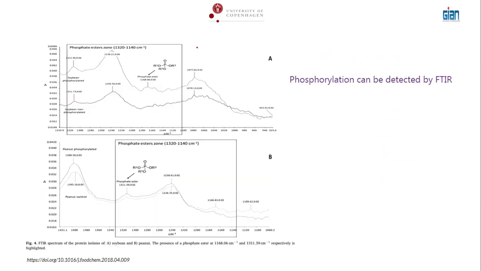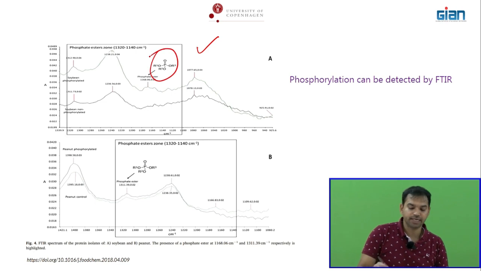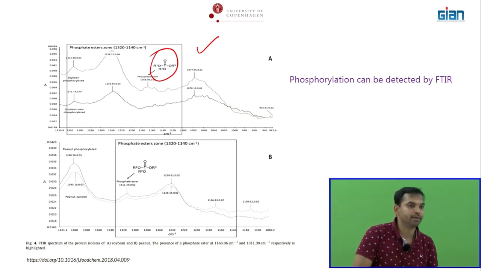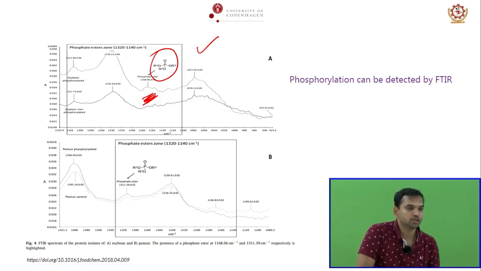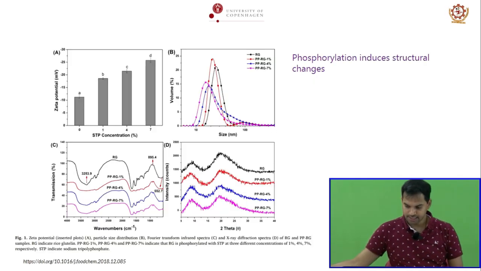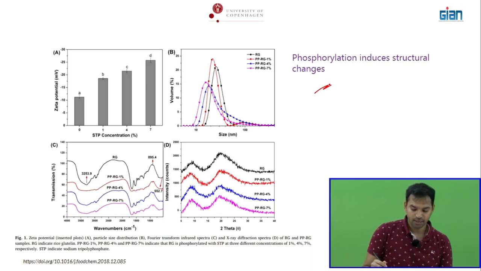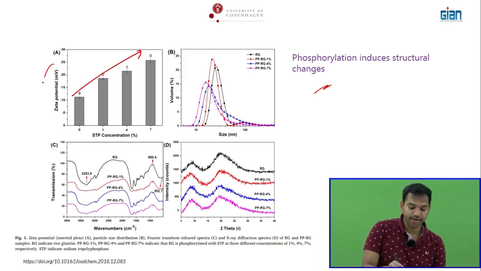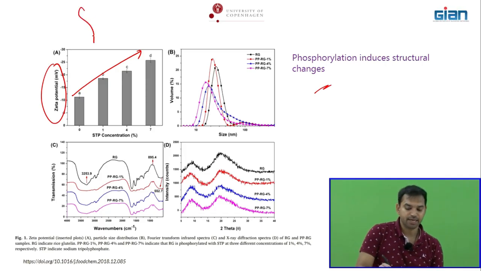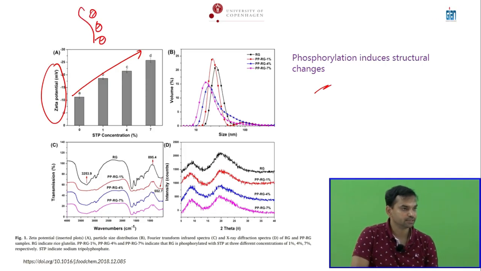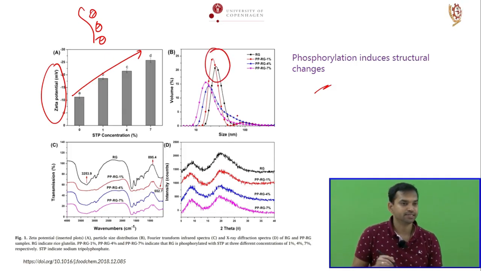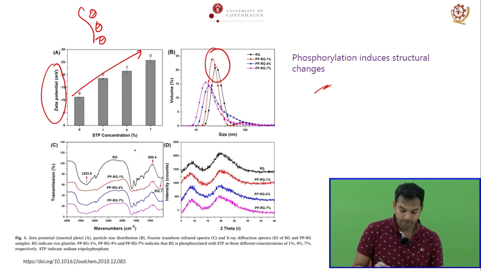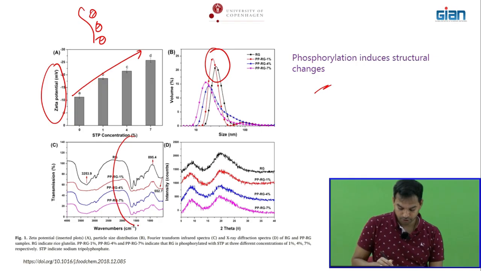And here is an example that shows that you can detect the phosphorylation using FTIR, because when phosphorylation happens, a specific IR absorption takes place. So you can evaluate it easily with FTIR. And this is the paper that clearly shows that phosphorylation gives a negative zeta potential. It means that you get more negative charge on the surface, right? This also shows that particle size is changing because of the phosphorylation. Protein secondary structure changes because of phosphorylation. It's over here.